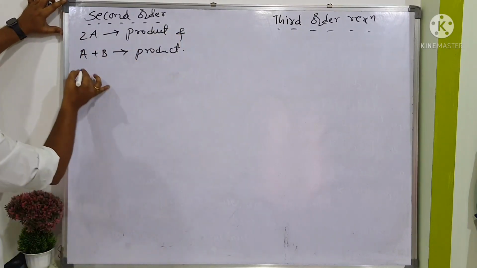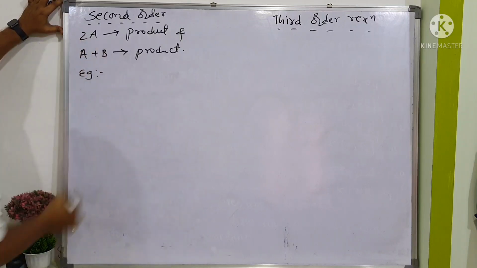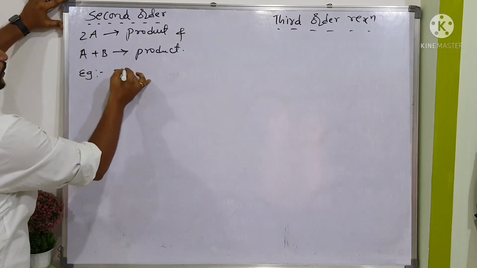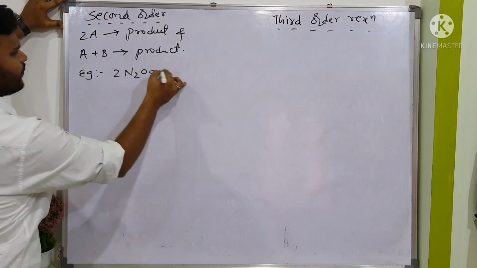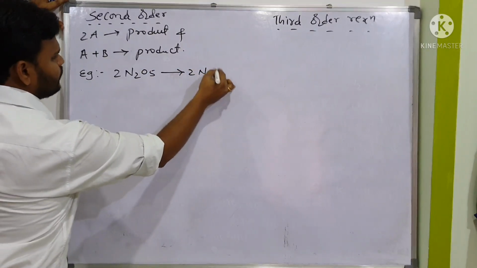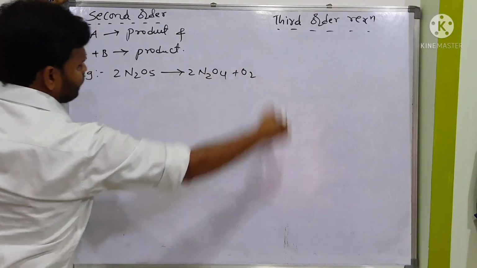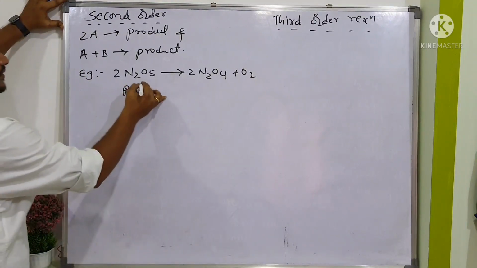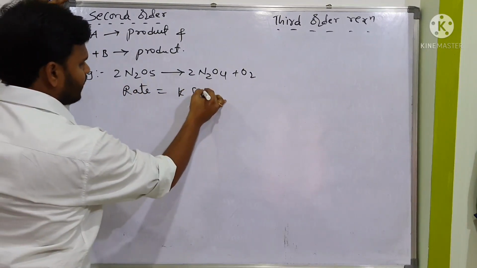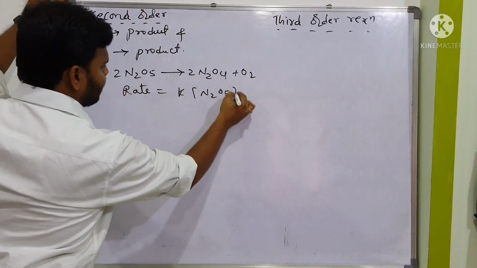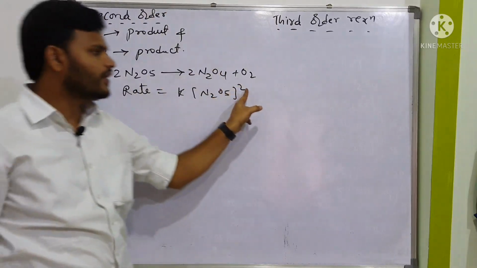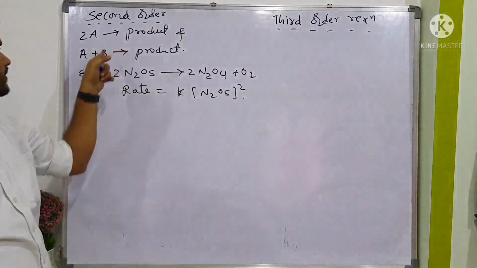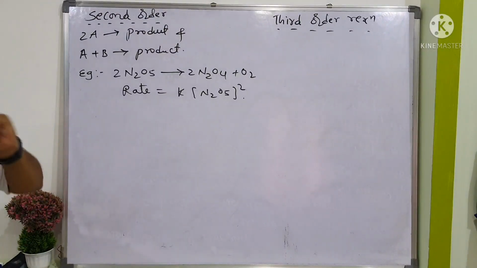So what are the suitable examples? This is the suitable example: 2N2O5 gives rise to 2N2O4 plus O2. So here rate expression equal to K[N2O5] power 2. So what is the power here? 2. That indicates second order reaction. Next, and some more examples.